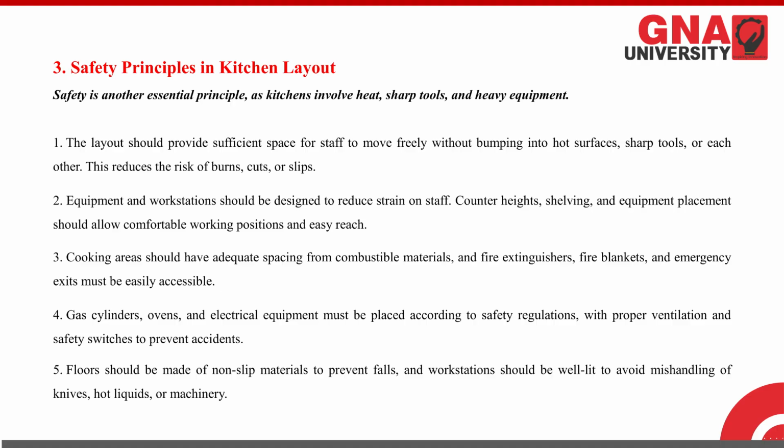The equipment and workstations should be designed to reduce strain on staff. Counter heights, shelving and equipment placement should allow comfortable working positions and easy reach. Cooking areas should have adequate spacing for combustible materials and fire extinguishers. Fire blankets and emergency exits must be easily accessible. Gas cylinders, ovens, and electrical equipment must be placed according to safety regulations with proper ventilation and safety switches to prevent accidents. Floors should be made of non-slip materials to prevent falls, and workstations should be well lit to avoid mishandling of knives, hot liquid, and machinery.